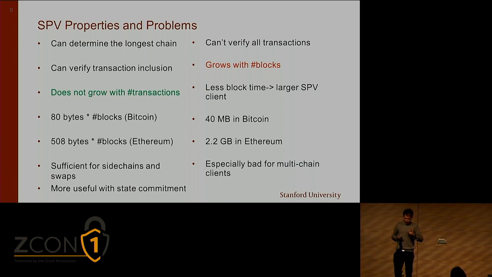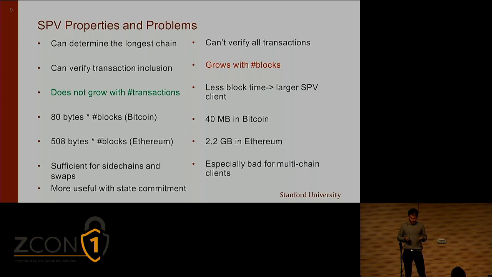But there's one problem that I want to focus on today, highlighted here in red, which is that it still grows with the number of blocks in the blockchain. Especially if we think about blockchains which have a lot of blocks, this means you actually have a lot of data. In Ethereum, which I'm going to use as the main example here, I'm sorry, the SPV client is already 2.2 gigabytes. I think it might even be more. And this is especially bad if you have a multi-chain client which wants to hold multiple chains or really quickly verify that a chain is valid.